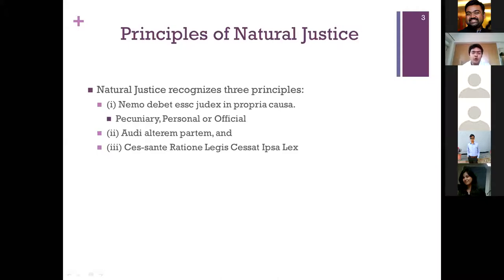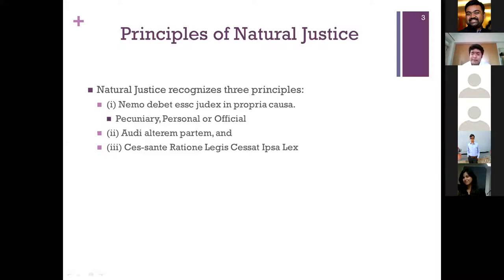If you know what this Latin maxim means, just unmute yourself and share with us what this principle means. What does the principle audi alteram partem mean? It means hear the other party. Correct. Someone else who wants to rephrase this in a better way? Sir, hearing both sides. You can hear both sides. Okay. Someone else who wants to further develop this idea? What does it mean to say that you should hear both sides? Why is this so important that it's a principle of natural justice?